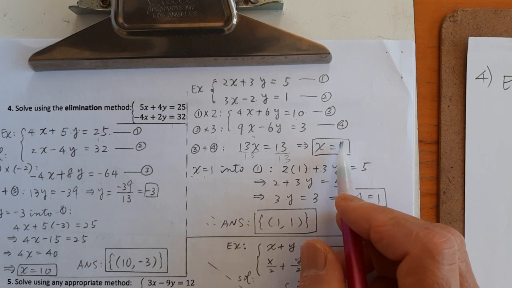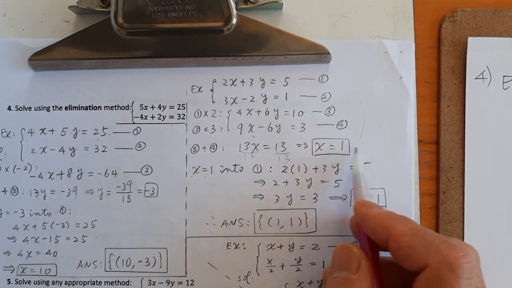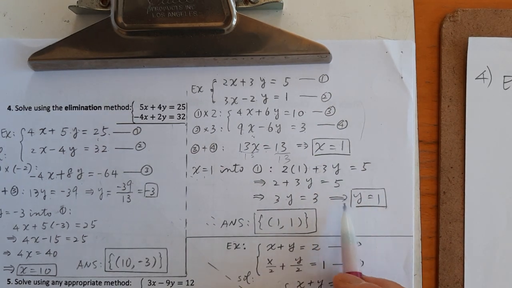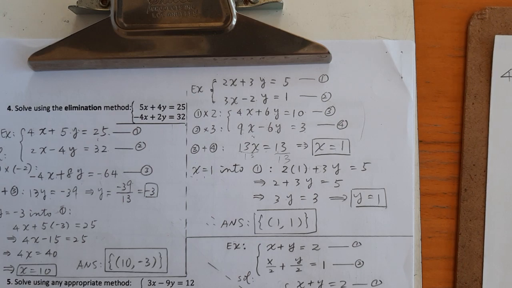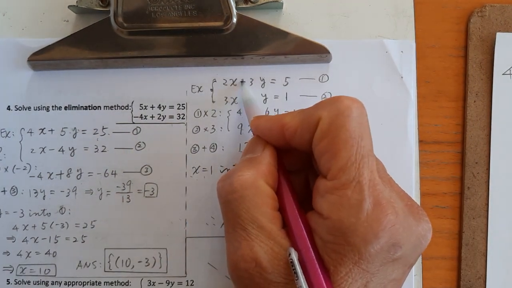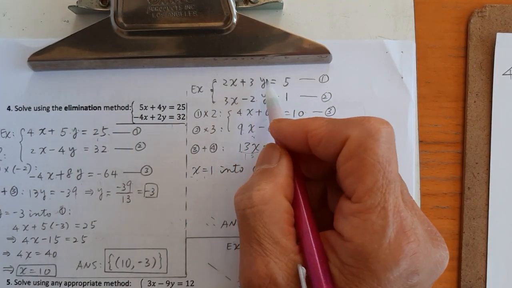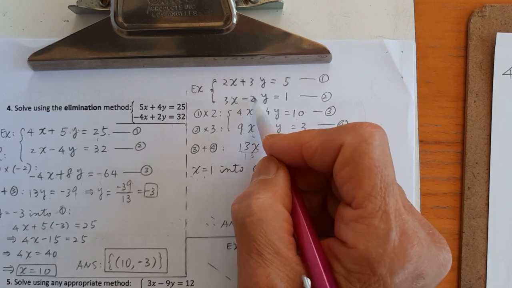Then with x equals 1, you can plug into either the first one or the second one to get y. Now you can also do it other ways. Because here is plus, here is minus, it is better to eliminate y, because this just needs times 2, this just needs times 3.